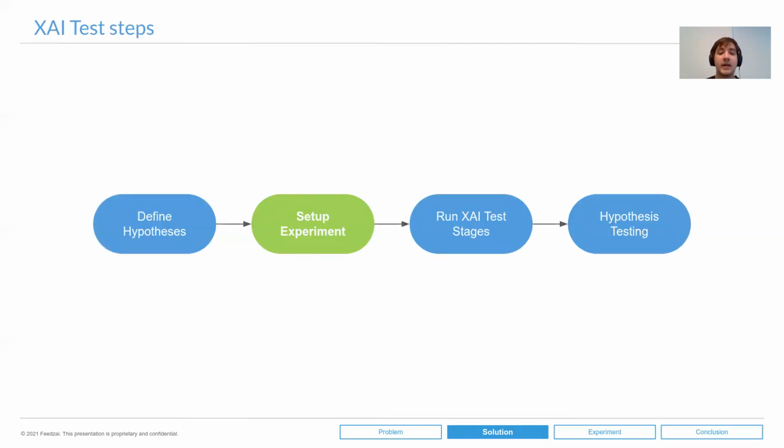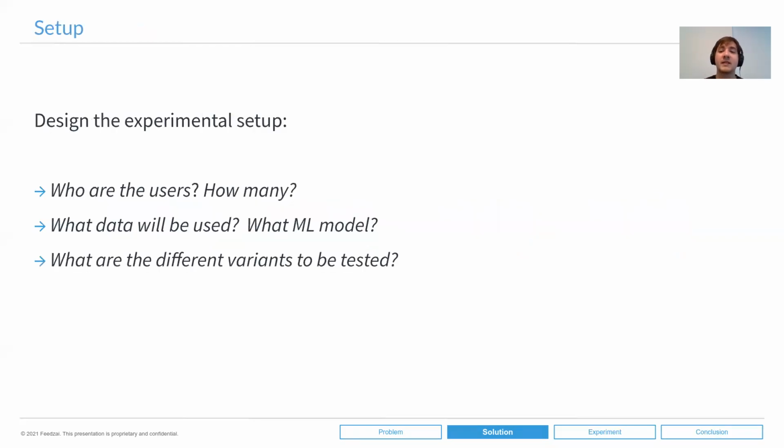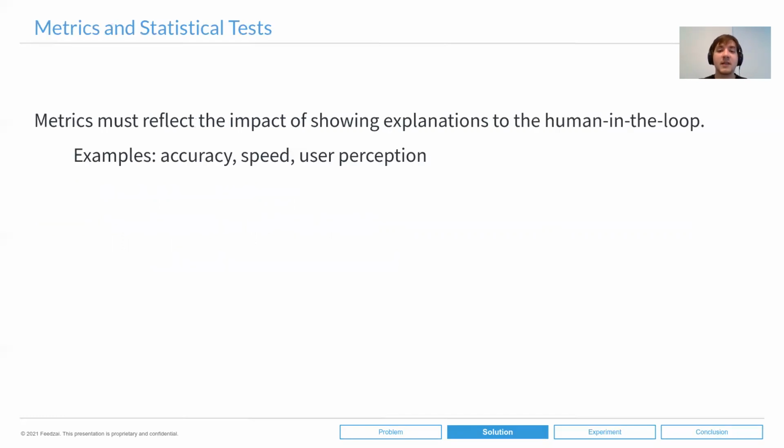Then we do the setup of the experiment, and in this part we define several questions related to the experiment. So who are the users of the experiment, how many there will be, what's the data, what's the model that we'll use, what are the variants, and which explainers are we going to use, questions like these.